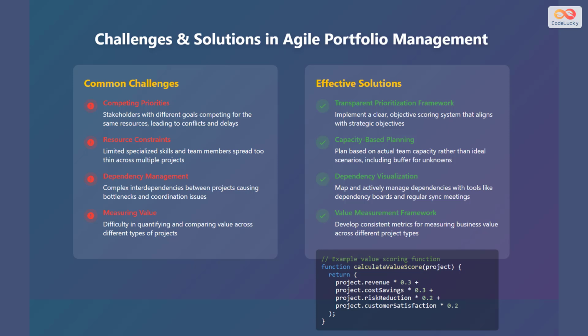The third challenge is dependency management, where interdependencies between the projects cause bottlenecks and coordination issues. This can be resolved by dependency visualization. The fourth challenge is difficulty in measuring value. To resolve this issue, develop consistent metrics for measuring business value across different project types. This is an example of a value scoring function. It is used to calculate the value score by considering factors such as revenue, cost savings, risk reduction, and customer satisfaction.